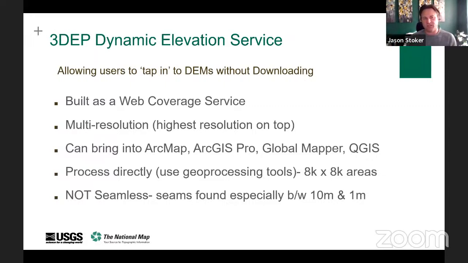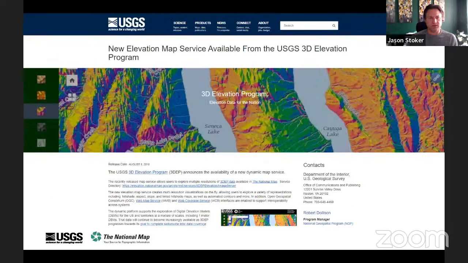And because it's a WCS, it's really cool. Every pixel in that service has an actual elevation value. So it's not just a picture of the data, it's the actual data itself. You can bring this WCS into a lot of different GIS software packages. I'll show a couple examples, but what this really enables is bringing in this data and doing processing on it without having to necessarily download it all to your local machine first.